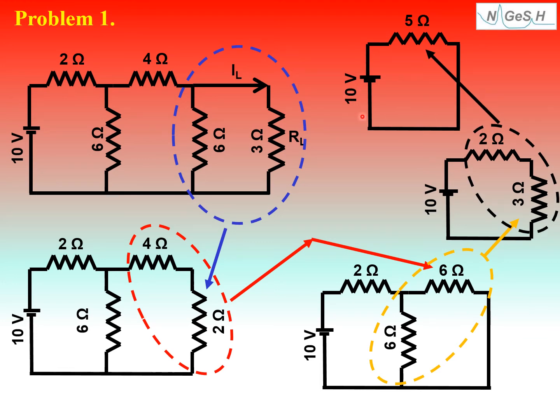So this circuit is equivalent to a 10 volt battery connected to a 5 ohm equivalent resistor.